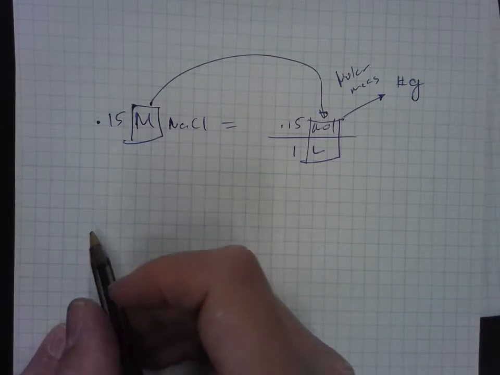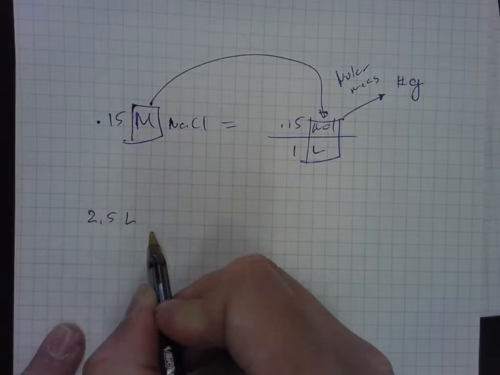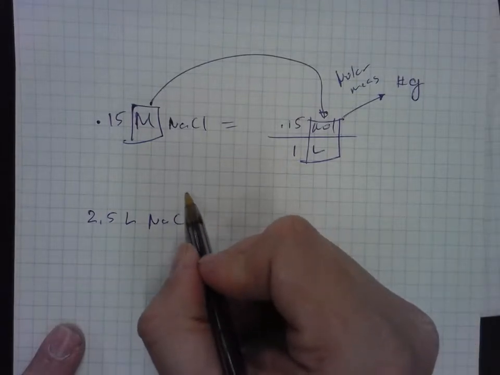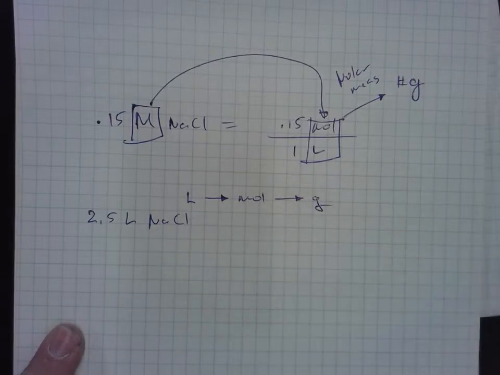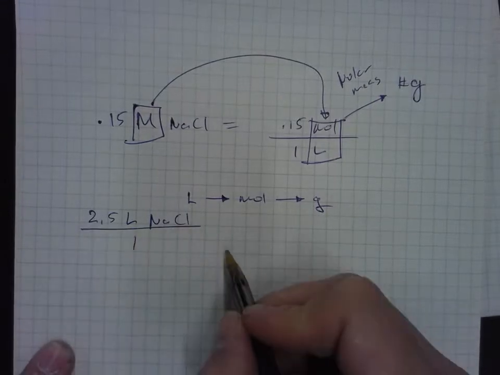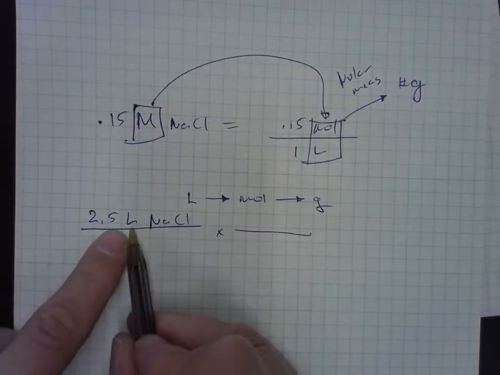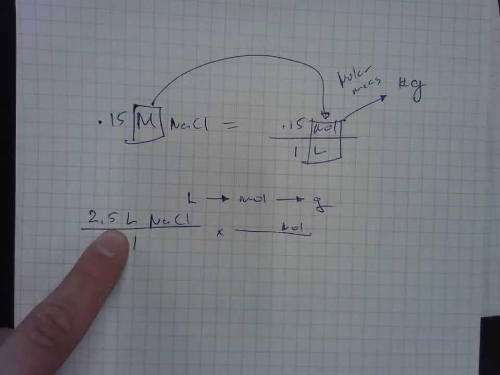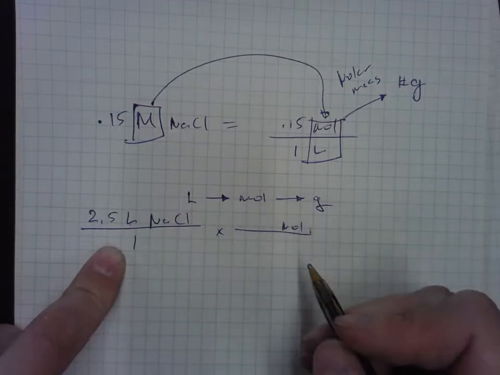So it says I've got a 2.5 liter solution of NaCl. I'm going to go from liters to moles to grams. How do I do that? I put this over 1 because that's my given. Or another way to look at it is I could just follow this roadmap. I put moles here, that's where I'm going to. What do I need to cancel to get to moles? I need to cancel out liters.